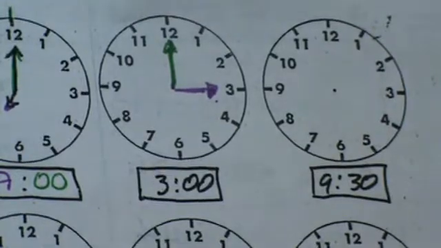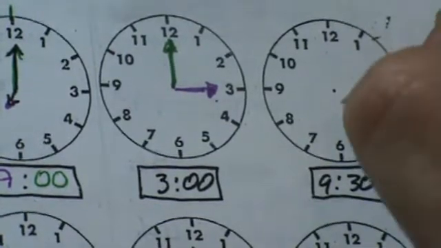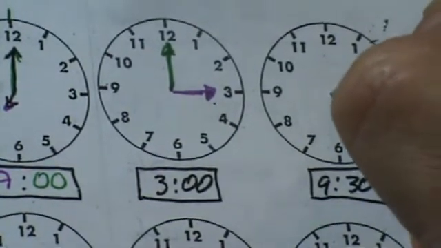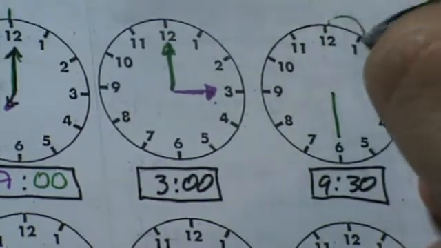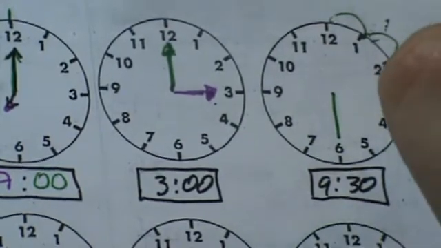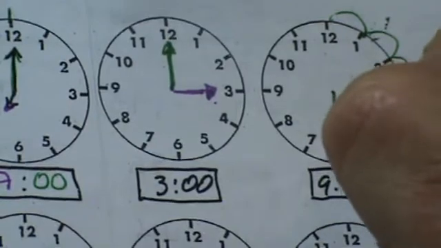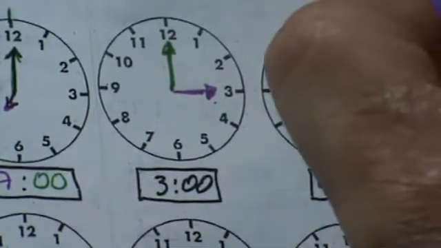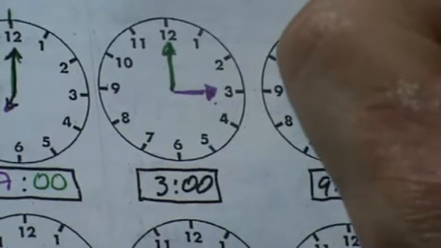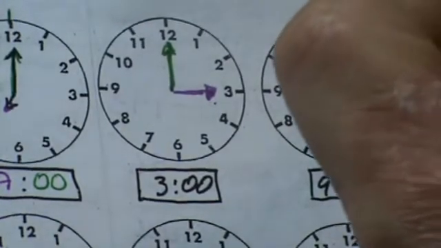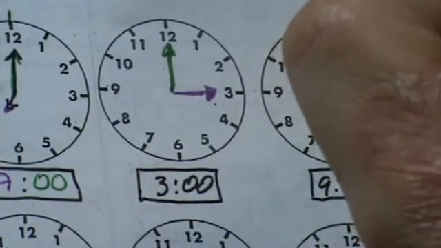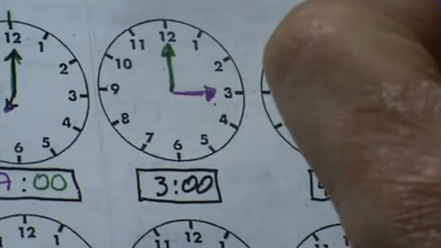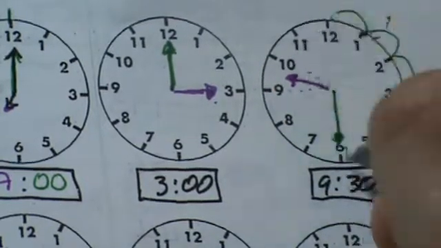Next one. This is 9:30. So minutes first is 30. This is 5, 10, 15, 20, 25, 30. 30. And time is 9:30. So instead of pointing to the 9, or to the 10, this is going to point in the middle. Exactly in the middle of 9 and 10. So that's 9:30.